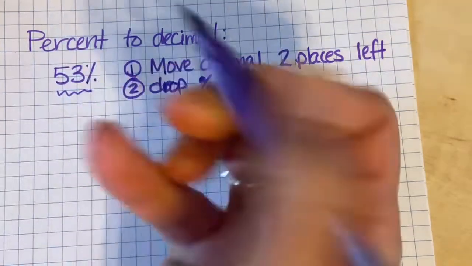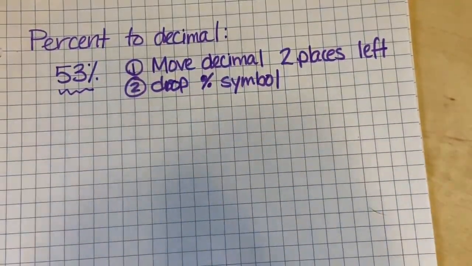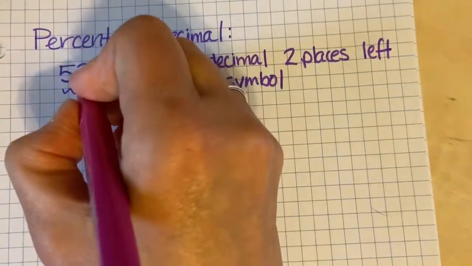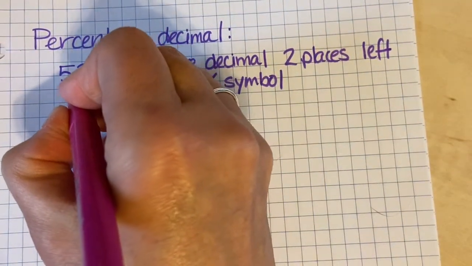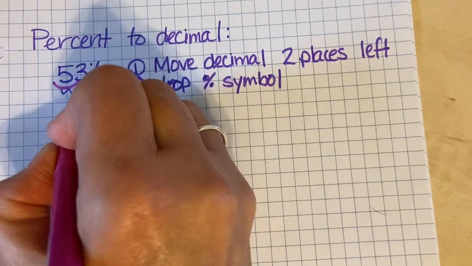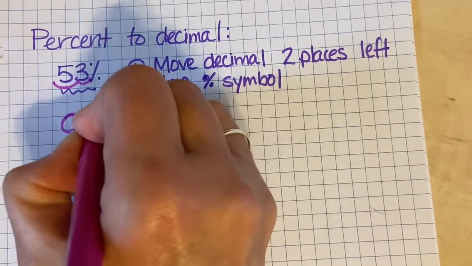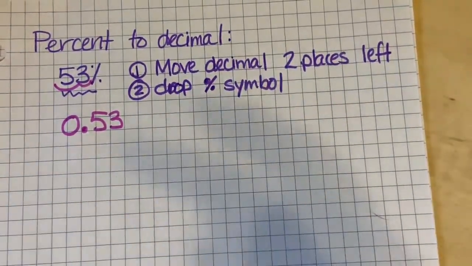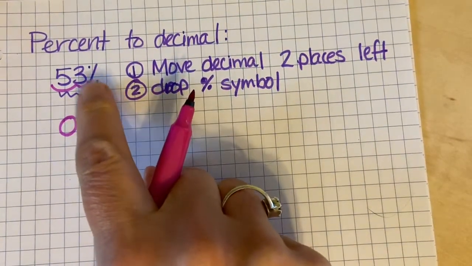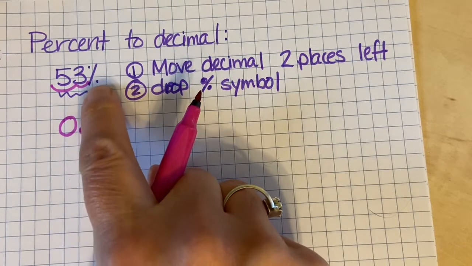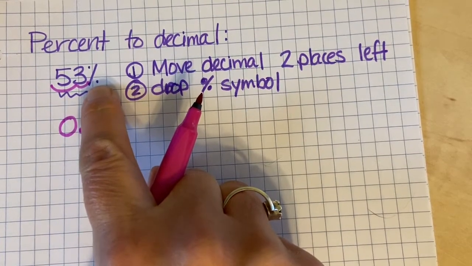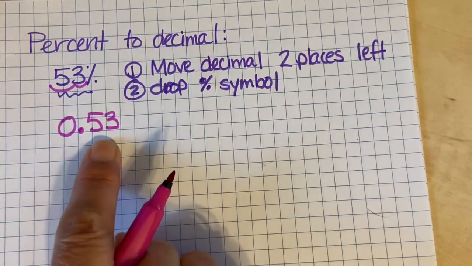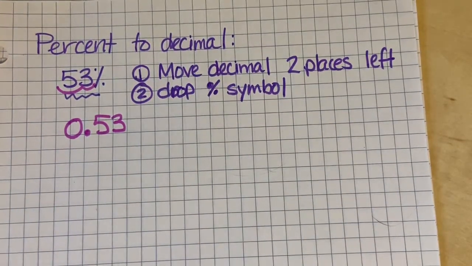Moving a decimal one time. The decimal is always at the end of a number if it's not in there, okay? So moving it one time tells me that I divided by 10. Moving it 2 times tells me I divide by 100. So it would be 0 and 53 hundredths. The reason I'm moving it left is because I'm accommodating the percent symbol. I'm getting rid of it, so I want to divide by 100. This is 53 divided by 100. So that's when you change a percent to a decimal.